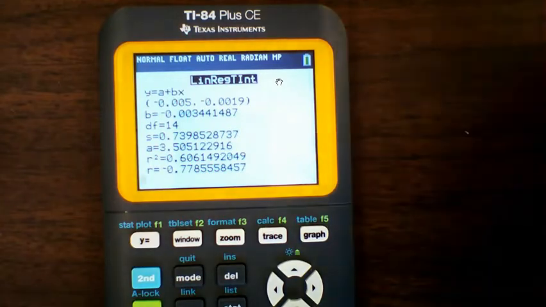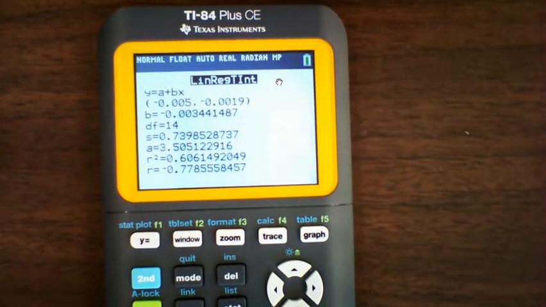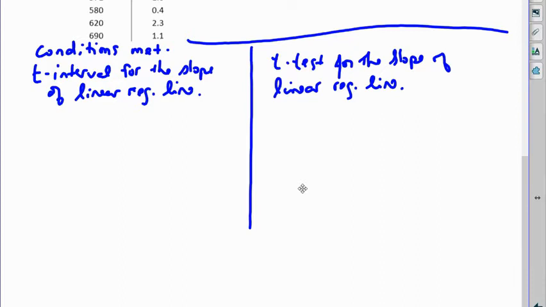So I can write down all of this information on my paper. It gave me my predicted interval for beta. The calculator says it is negative 0.0019 was the upper level, and negative 0.005 was the lower level.